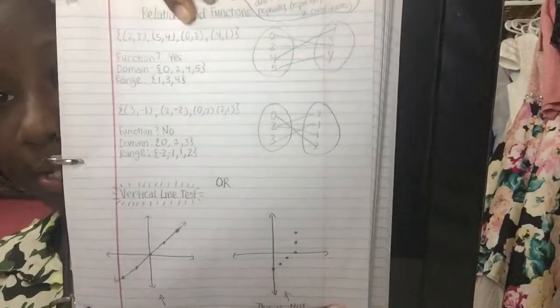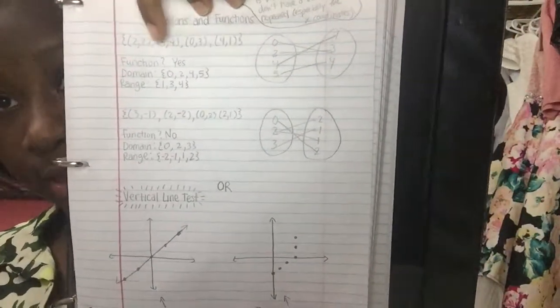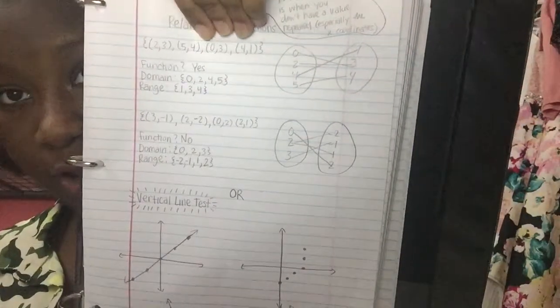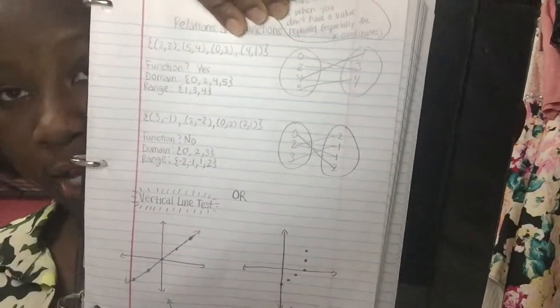So we have all the coordinates here, and we're looking at the x-axis. The x values are 2, 5, 0, and 4. Since we don't have a number repeated here, therefore that is a function. So that's basically the definition of a function. It's kind of basic, but I mean it helps.